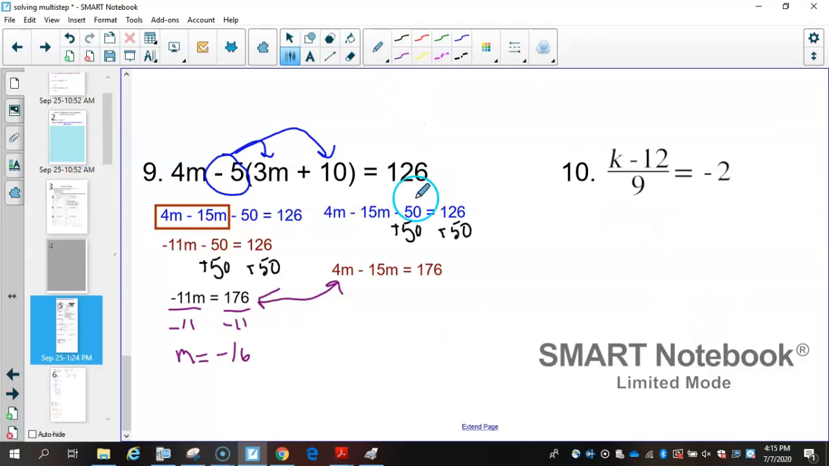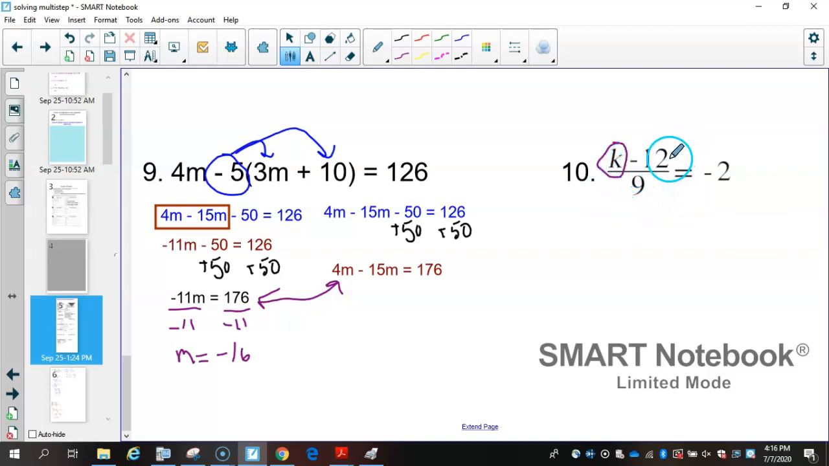Right? For number 10, you have to get k by itself. Right now, 12 is being subtracted by k, and then all of that is being divided by 9.